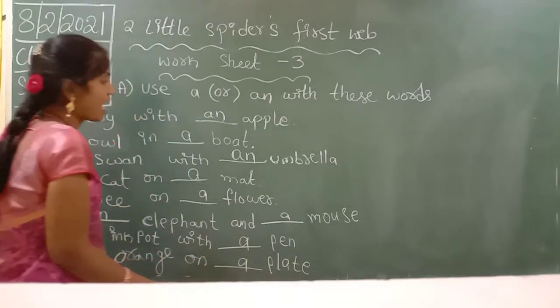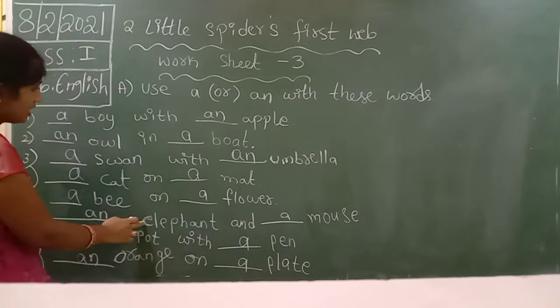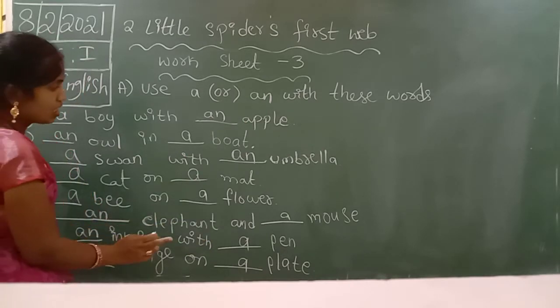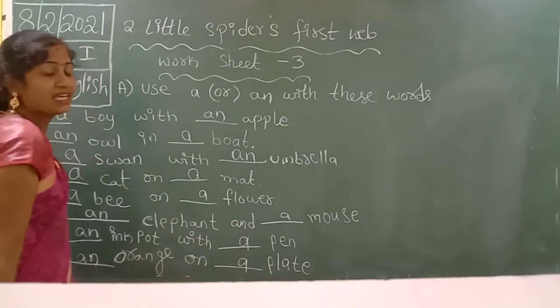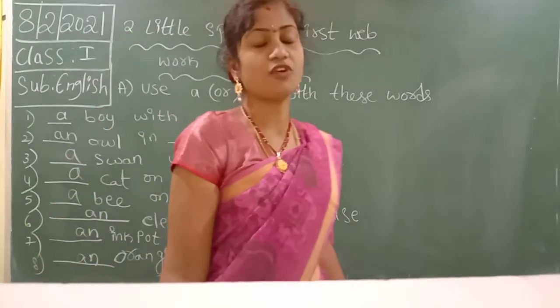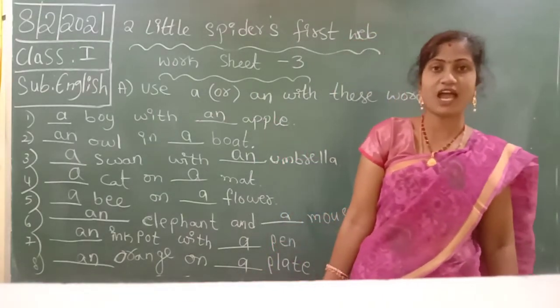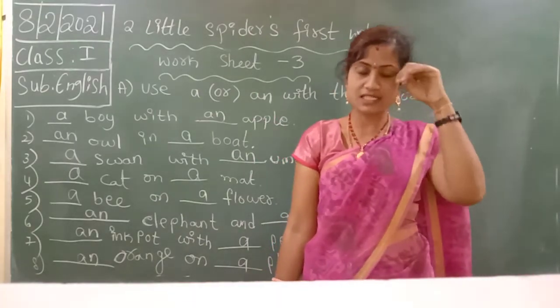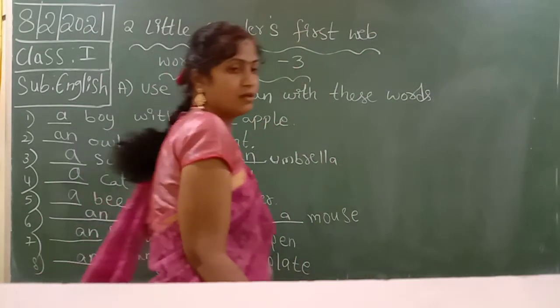So, A, E, I, O, U. Here, A. Next, here, E, I. Okay? O, orange. Umbrella, U. Before vowels we have to write an. Before all the remaining consonant words we have to write a. Okay, is it clear? Next one.